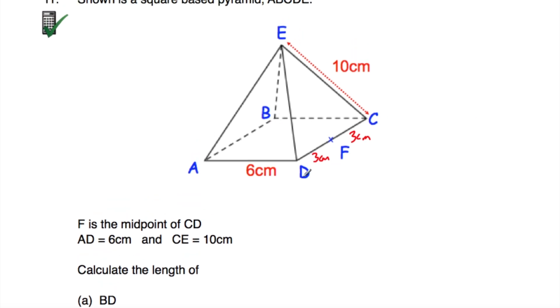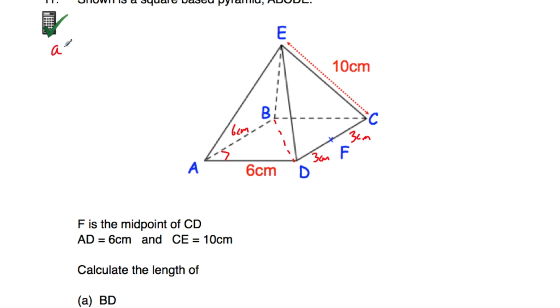So we want to work out the length of BD. That is the length of the diagonal of the base. The base is a square, and we want to find the length of that diagonal. So that's a right angle triangle, and we've got 6 centimeters for AD, and AB would be 6 centimeters. They're the two shorter sides, and the diagonal will be the longer side.